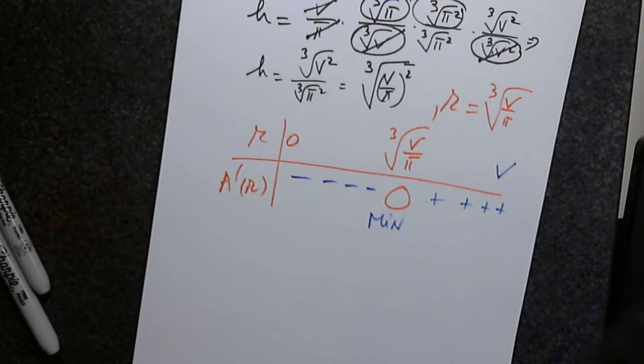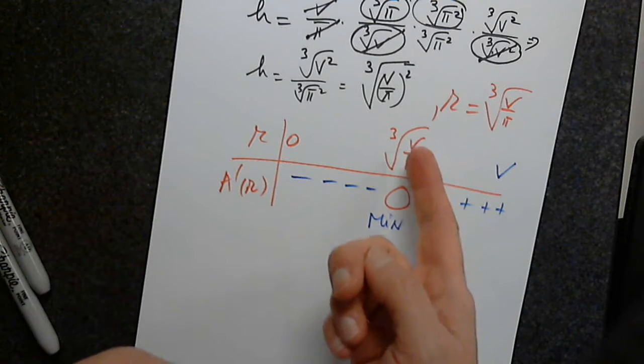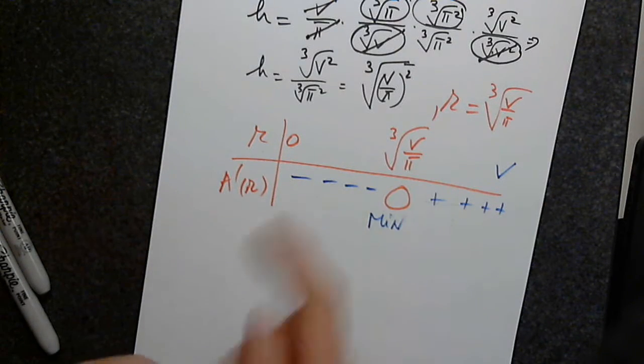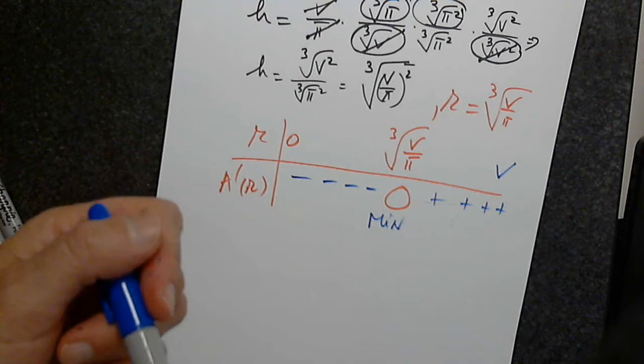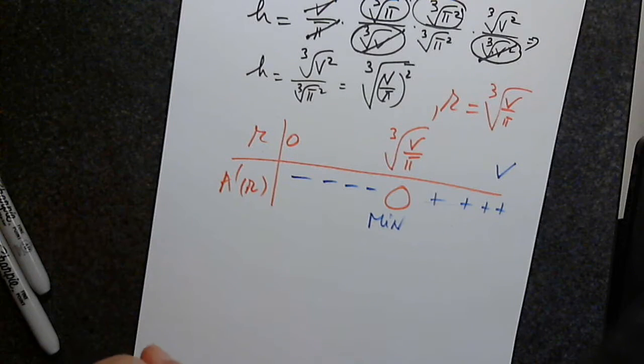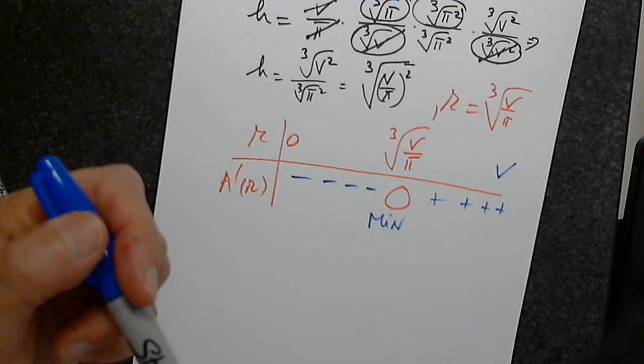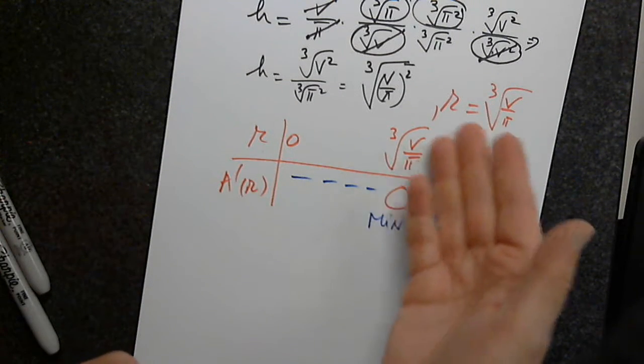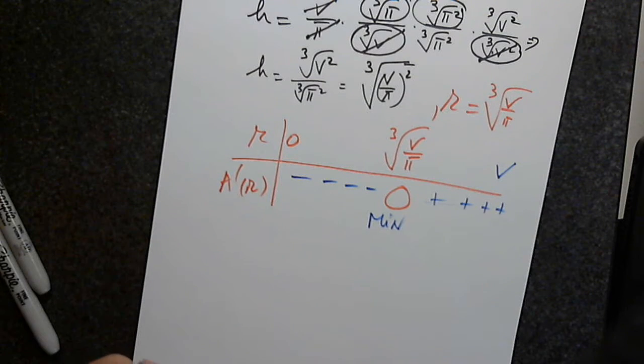So now if you say V is 1,000, then I'll tell you R is 10 over the cube root of pi. If you say V is 1, then I'll say R is the cube root of 1 over pi. If you say V is 10,000, then R is the cube root of 10,000 over pi. So this formula works for any V.